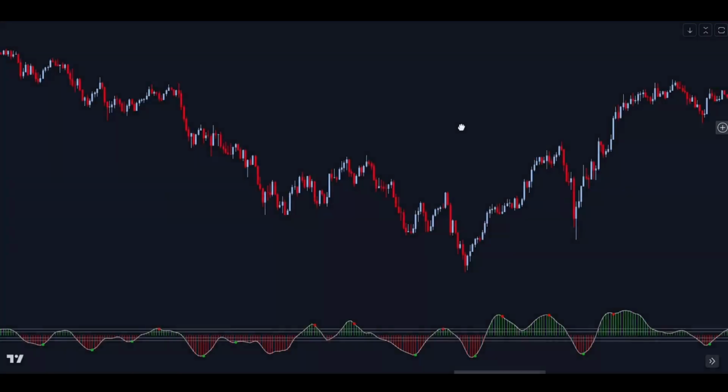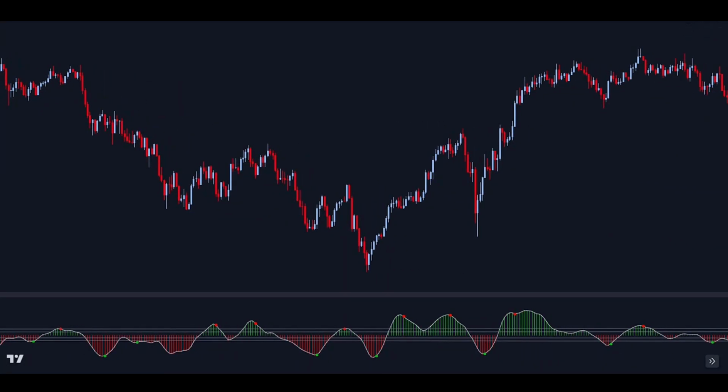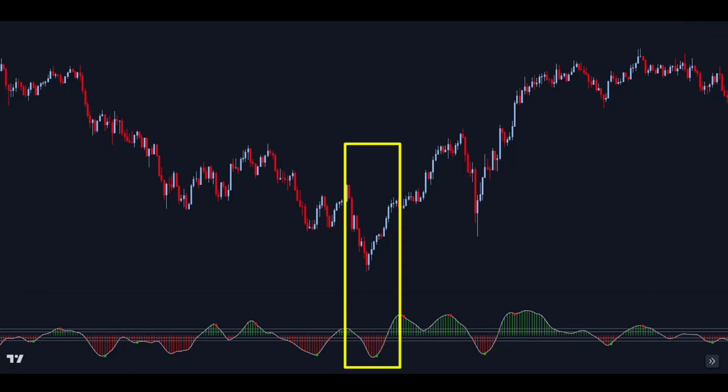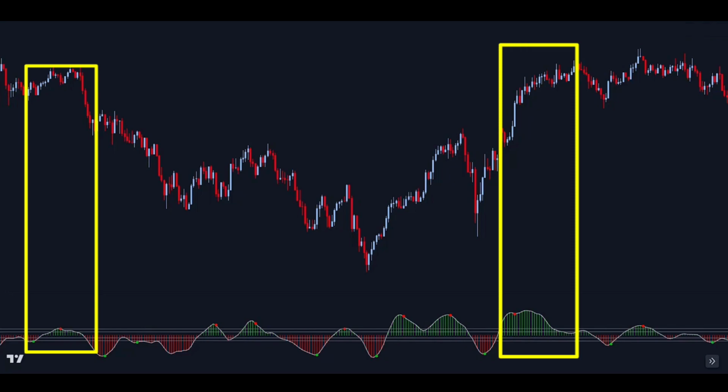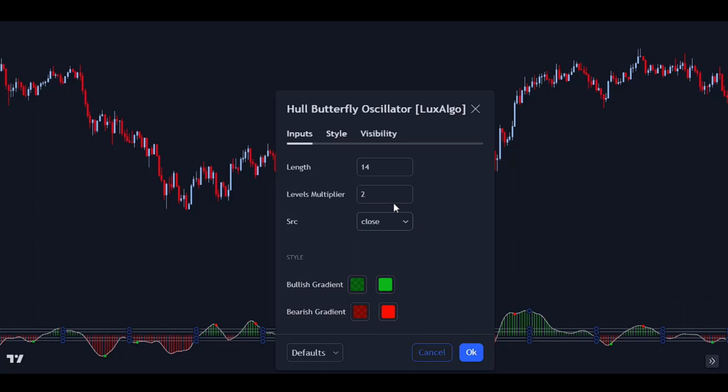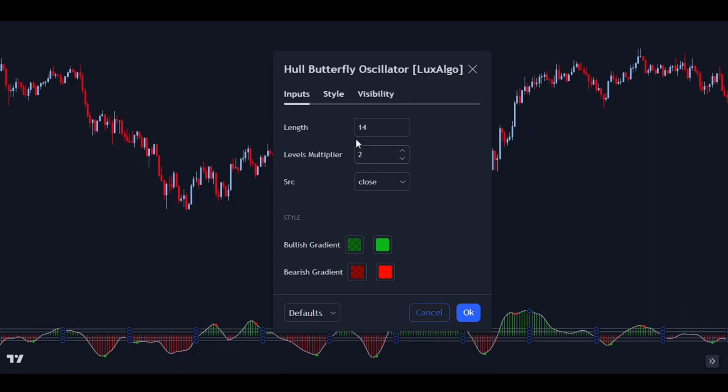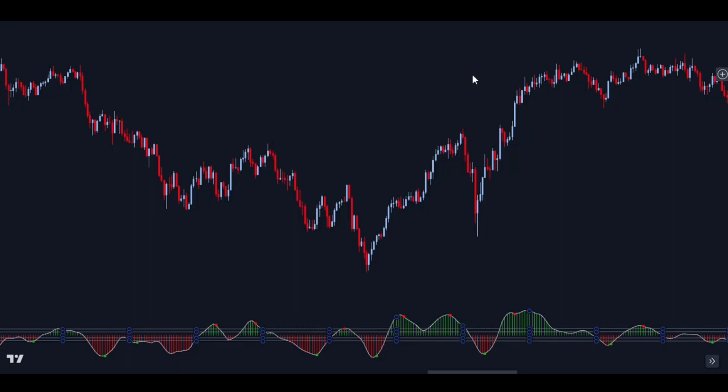So what's the deal with these levels, you ask? Well, when the Hull Butterfly Oscillator dips below the lower level, it's shouting, hey, the market might be oversold. And when it shoots above that upper level, it's saying, whoa, hold up. Market might be overbought. Pretty neat, huh? And guess what? You can tweak some settings like the length and levels multiplier to suit your style. But for now, let's keep it simple.